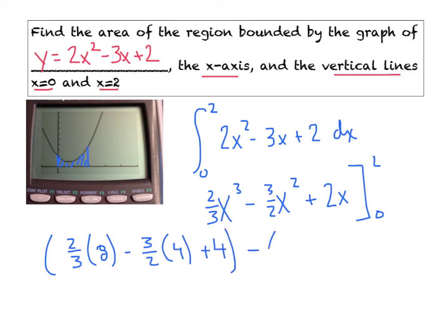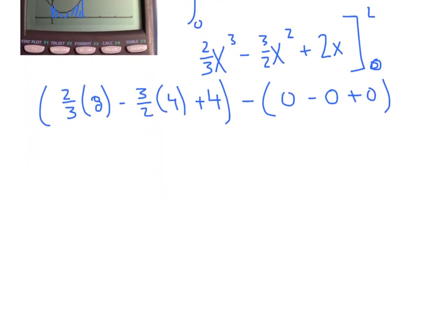Close it off. Now, I love 0. Oh, we love our 0. So you just got 0 minus 0 plus 0. Very redundant. So let's work on cleaning up that first group.